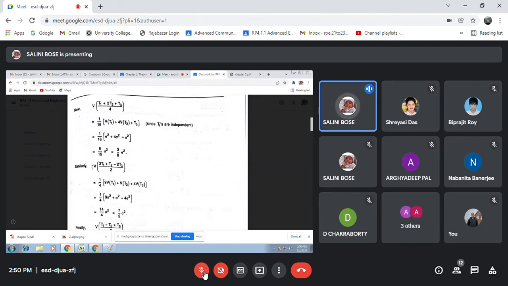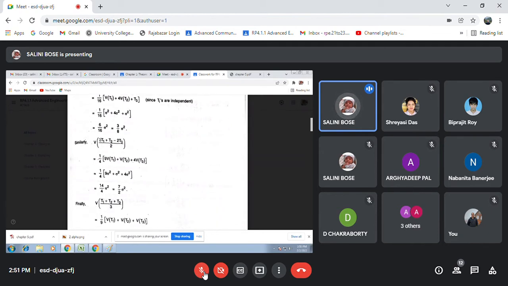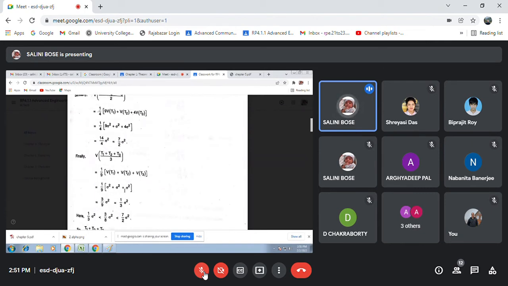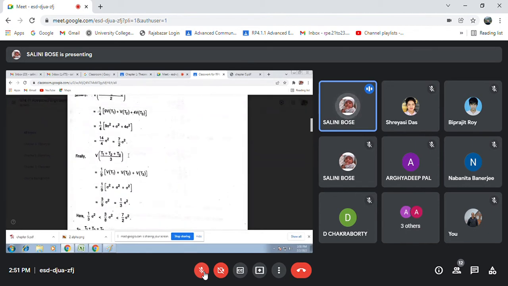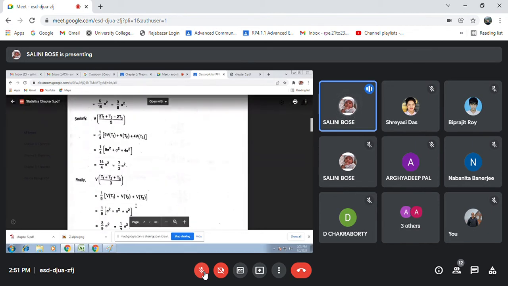And this is the next one, 3T1. It was simple, 1 by 4. This is 9 times sigma square, this is sigma square, plus minus 2 whole square, that is 4 sigma square. So that will be 7 by 2 sigma square. And the last one has 1 by 3 sigma square. So out of 3 by 8 sigma square, 7 by 2 and 1 by 3, which is smaller?